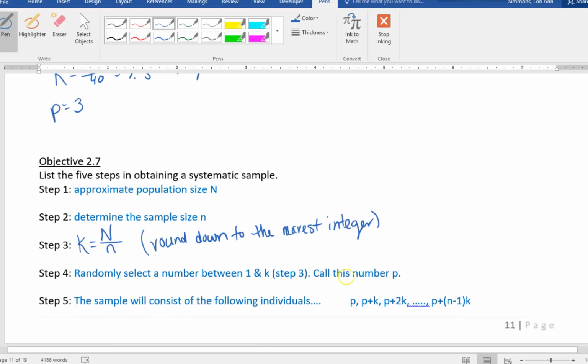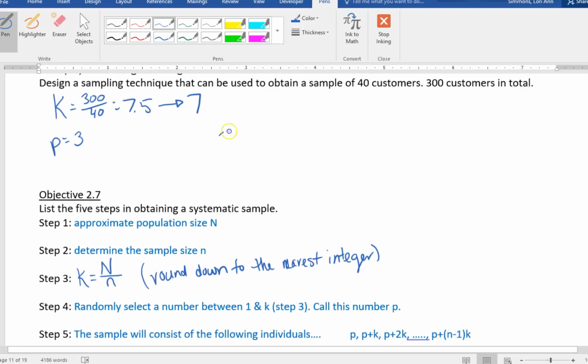The sample will consist of the following: p, which is 3, p plus k, which is 10, and then keep adding your k, because we're going to be surveying every 7th person. And the very last person will be p, which is 3, plus n, your sample size, 40, minus 1, times k, which is 7. So that's 3 plus 39 times 7. That would equal 276.